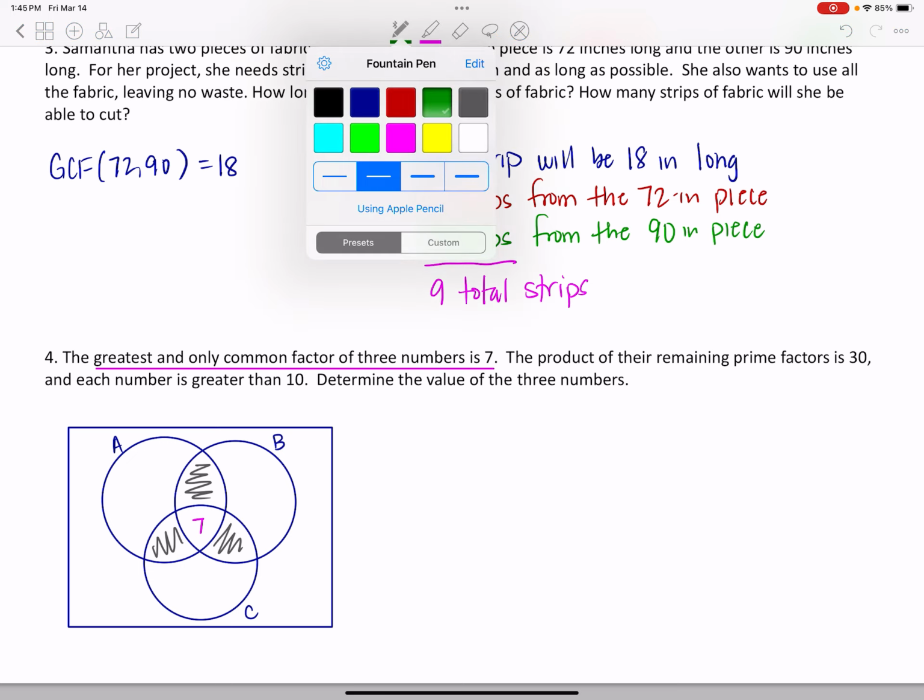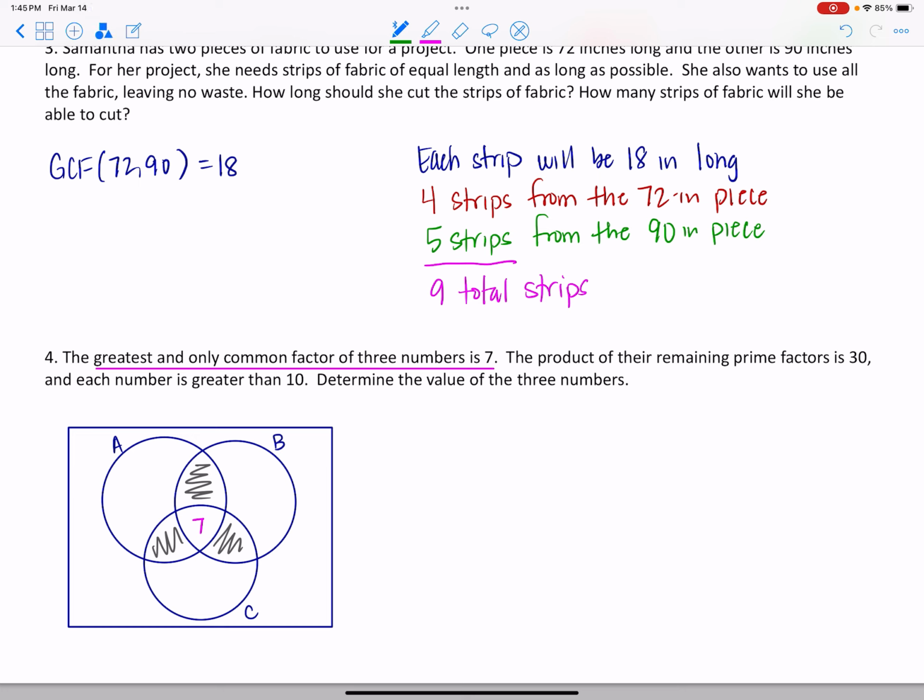Now it says that the product of the remaining factors is 30. So let me break down that 30 so I can see what those prime factors that are remaining are. So 30, if I break this down, is 2 times 15. 15 is going to be 3 times 5. So I've got remaining factors of 2, 3, and 5, and I have 3 remaining places where I could put those factors.